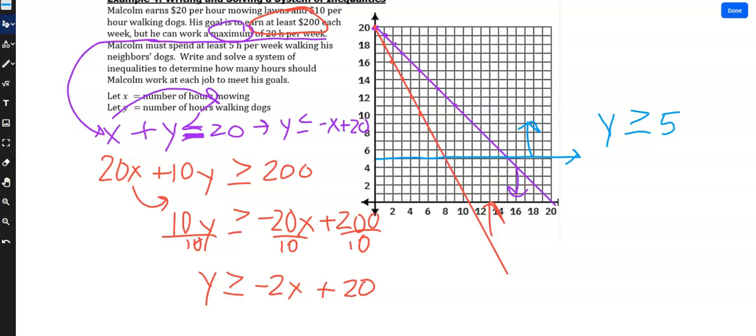Okay. If you put all three of those things together, then you get this small little triangle section. And that's the overlap of those. So any combo in that shaded region would be a solution to this system. So there's lots of choices.